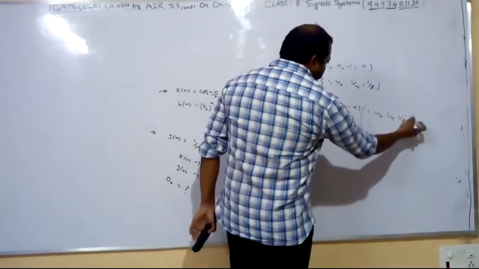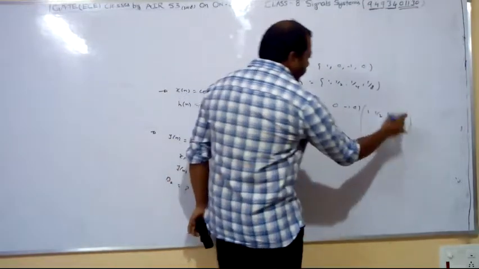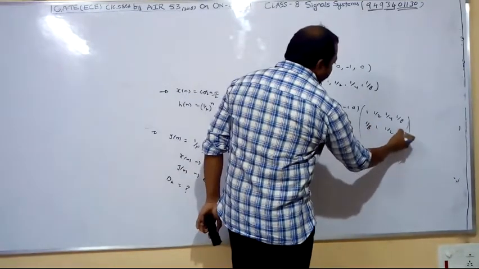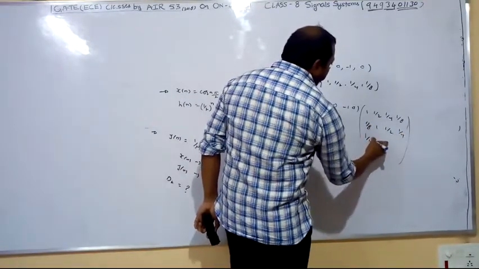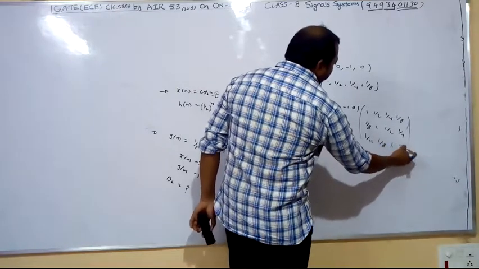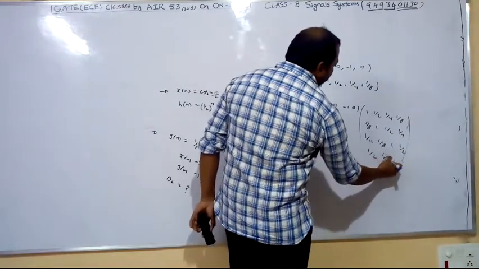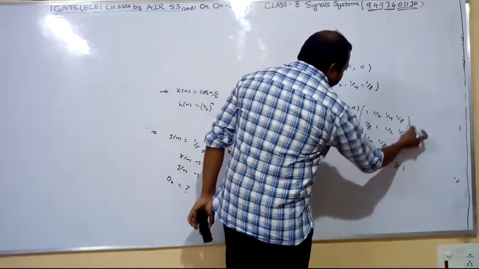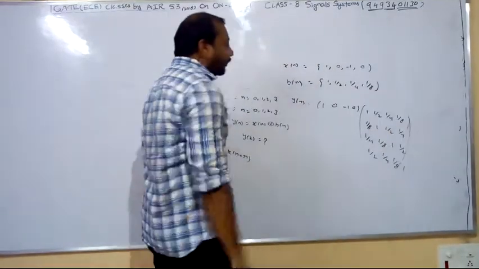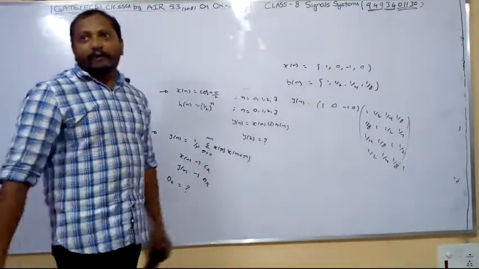So we have to do the shift rotation operation. This is 1 by 8, 1, 1 by 2, 1 by 4, and 1 by 4, 1 by 8, 1, 1 by 2, and 1 by 2, 1 by 4, 1 by 8, 1. If you take it again, you will get the original one only: 1, 1 by 2, 1 by 4, 1 by 8.